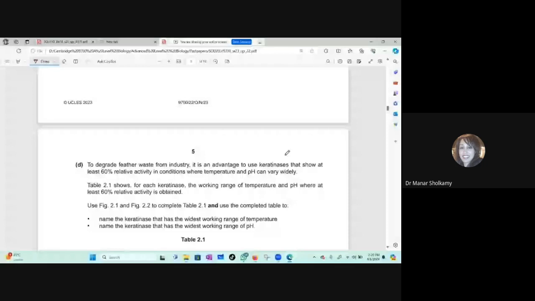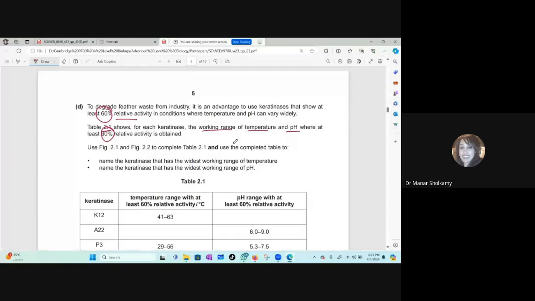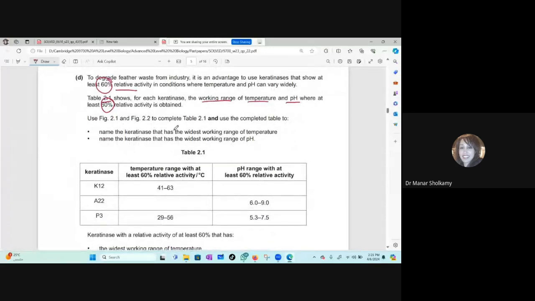To degrade feather waste from industry, it is an advantage to use keratinases that show at least 60% relative activity in conditions where temperature and pH can vary. Table 2.1 shows for each keratinase the working range of temperature and pH where at least 60% relative activity is obtained. Use figure 2.1 and figure 2.2 to complete table 2.1, and use the completed table to name the keratinase that has the widest working range of temperature and the keratinase that has the widest working range of pH. So, keratinase K12.